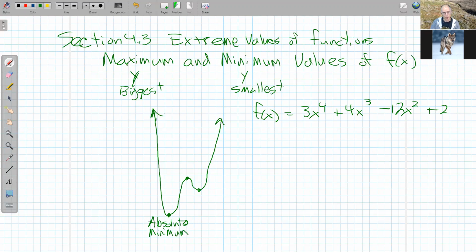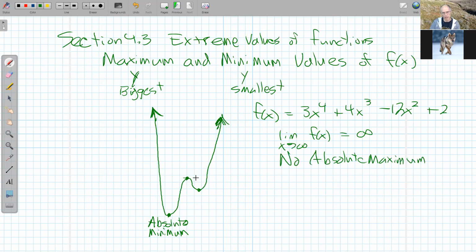Because this function climbs forever on each side, if we looked at the limit as x approaches infinity of f of x, we're going to find that it also increases forever. There is no absolute maximum. If you tell me the highest y value is 3, I'd say no, there's a 4 and a 5, and way up here there's a billion. If I said the billion was the highest, you could say, no, I can get to a trillion. We can just keep getting higher and higher.